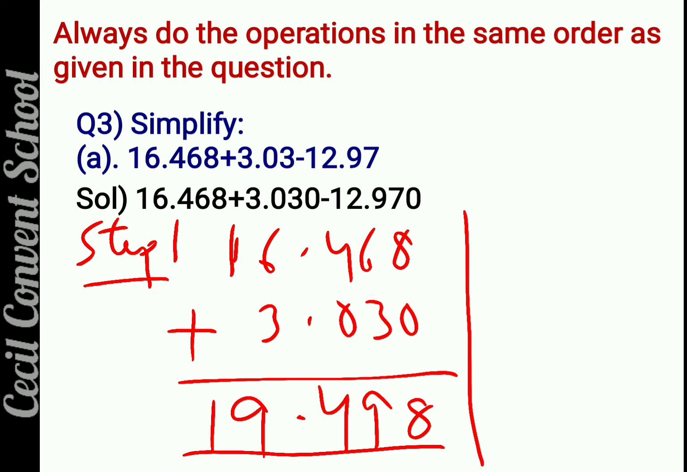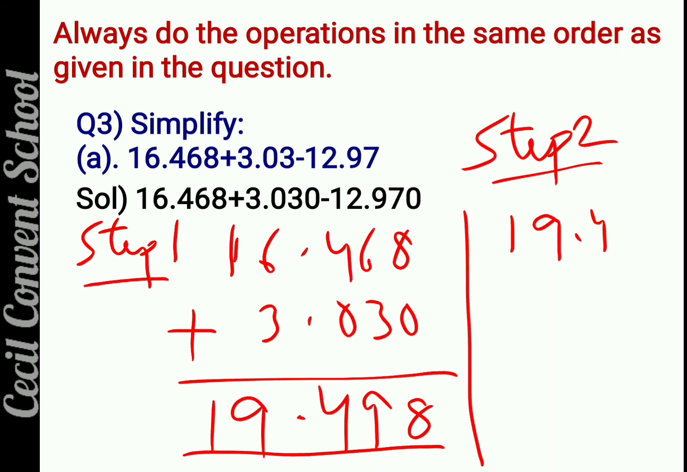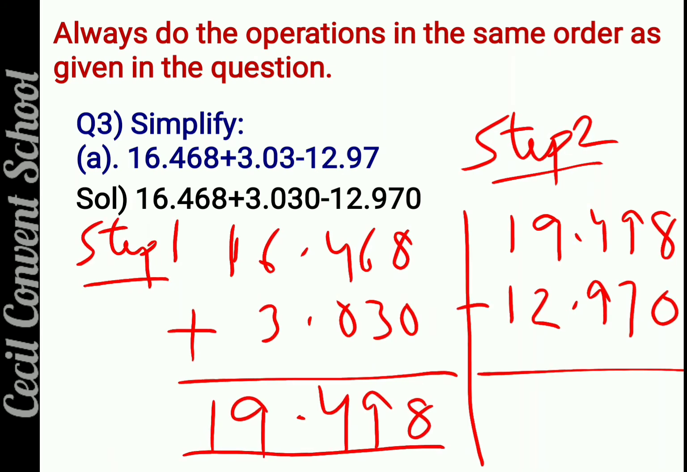Then we do step 2. In step 2, from this we have to minus 12.970. So 19.498, we have to minus 12.970. Then we minus them. 8 minus 0 is 8. 9 minus 7 is 2.